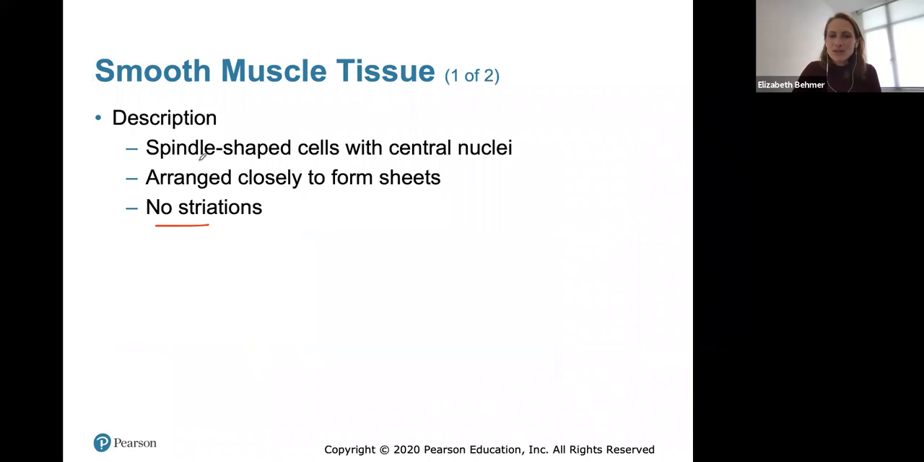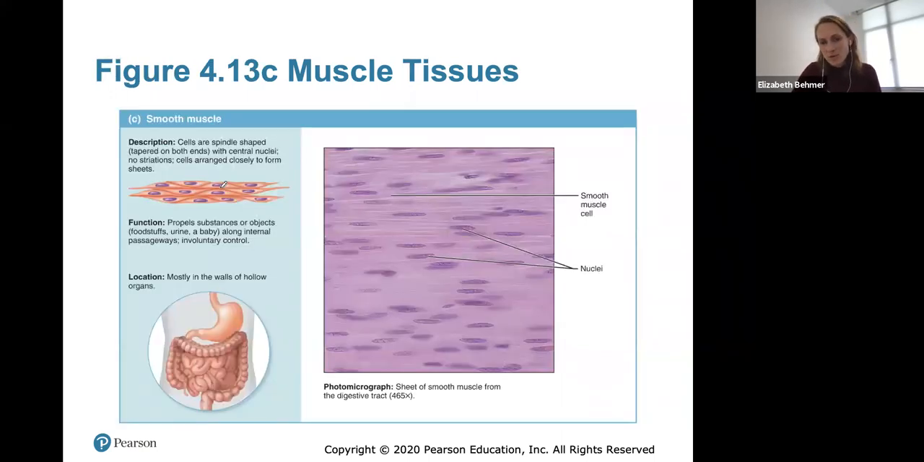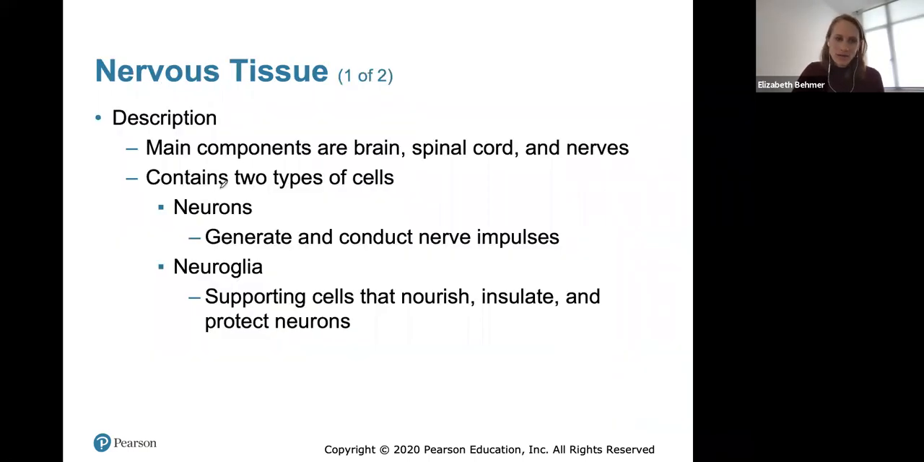Smooth muscle has spindle-shaped cells, central nuclei, no striation. It forms in the walls of hollow organs. It propels substances along passageways, involuntary control. So here is smooth muscle, involuntary, found in most of the walls of hollow organs.